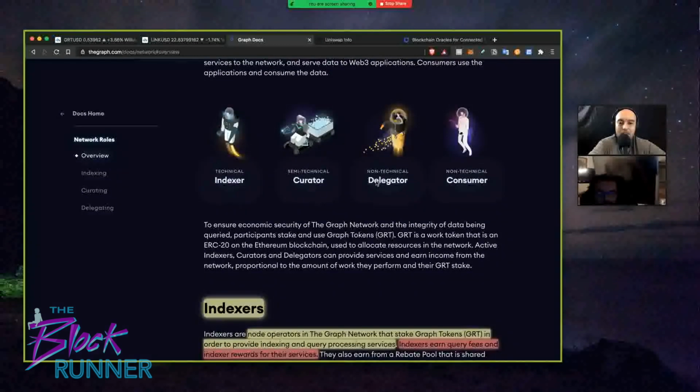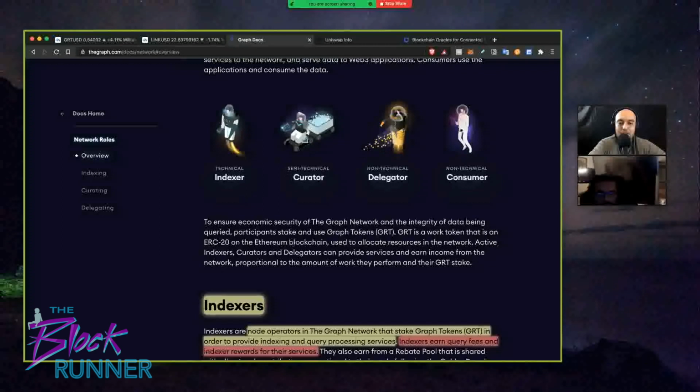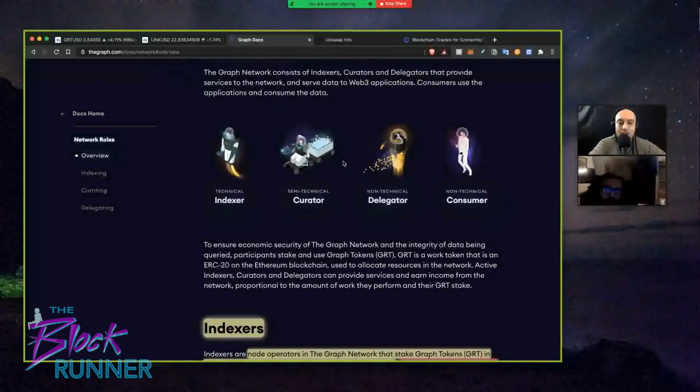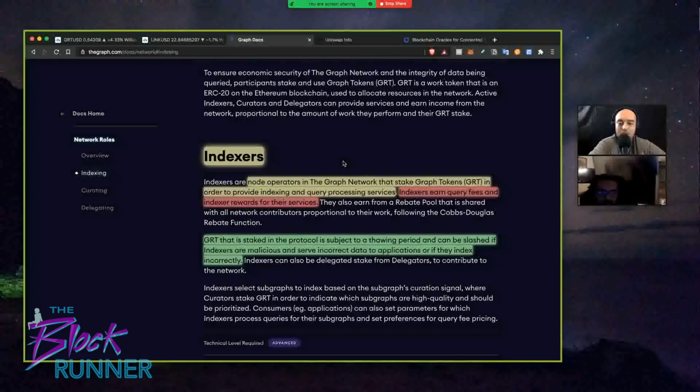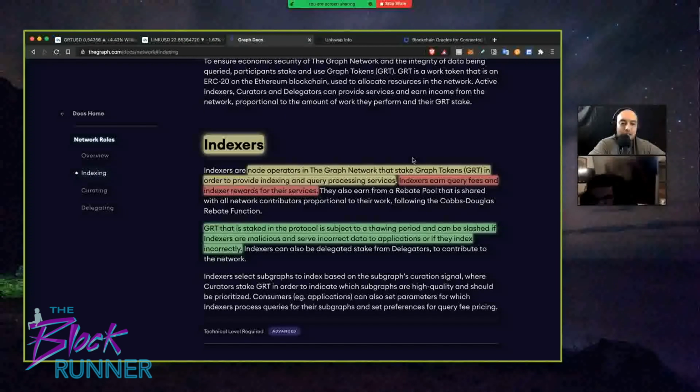If you get into the nitty-gritty, there are actually a few more entities involved, but these are the main ones you might be interested in. So what is an indexer? Indexers are node operators in The Graph network that stake Graph tokens in order to provide indexing and query processing services. If you don't know what indexing means, think of a book. When you open up that book, the first thing you look at is the index, to see what sort of content is in the book.